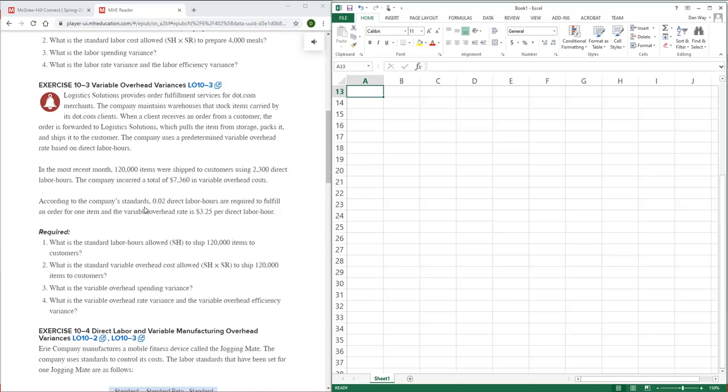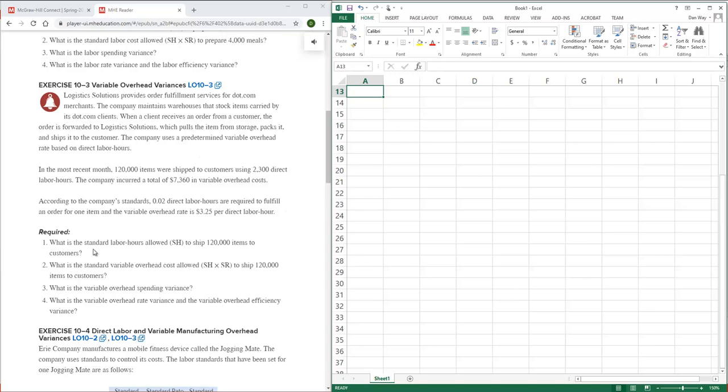According to the company's standards, 0.02 direct labor hours are required to fulfill an order for one item, and the variable overhead rate is $3.25 per direct labor hour. One other thing to point out that I'd skipped was that the company uses a predetermined variable overhead rate based on, of course, direct labor hours.